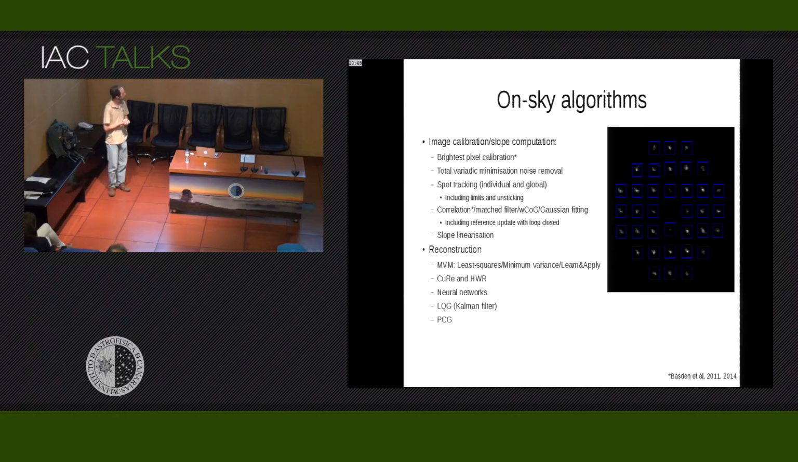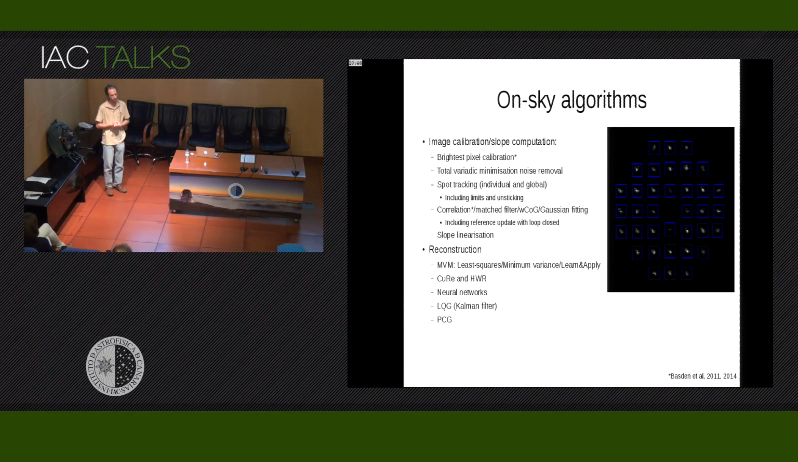We have an advanced algorithm for removing noise within these subapertures. We can track spots. So this figure here is, again, just an on-sky screenshot. You can see the subapertures outlined in blue, and they're not quite regular. You see the grid isn't quite regular, and that's because they're tracking the spots around. We can do correlation wavefront sensing, match filter, center of gravity, all the basic things like that. We have a slope linearization algorithm, because slope measurement on a pixelated detector is intrinsically not quite linear, so we can linearize our slopes if we need to.